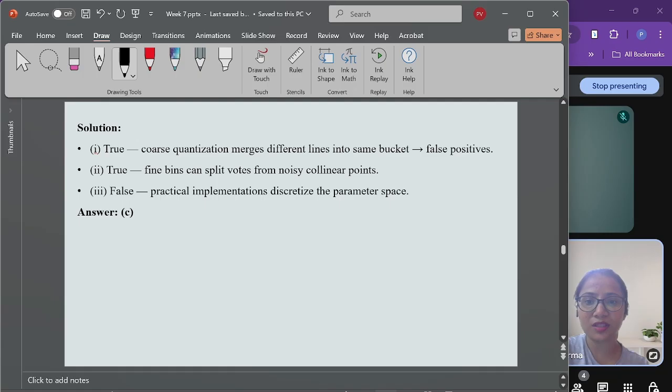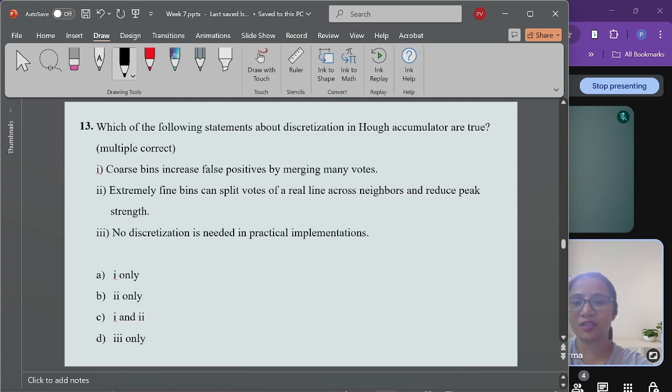So here option C is the correct one. So coarse quantization merges different lines into the same bucket, that is false positives. And option 2 is also true because fine grains can split votes from noisy collinear points. And option 3 is false because practical implementation discretizes the parameters. So option C is correct, that is first and second. The third one is false.